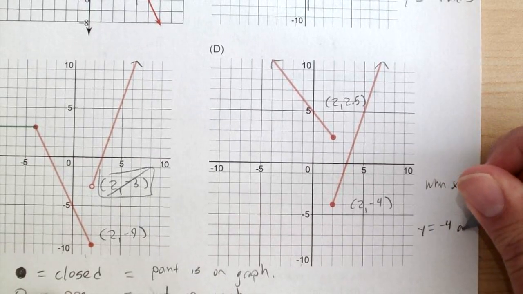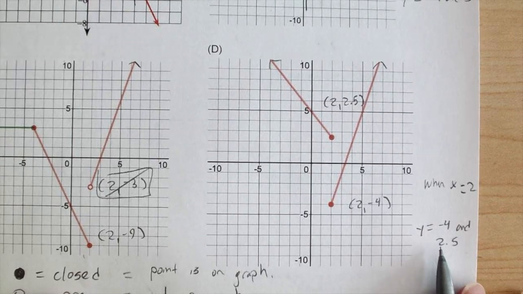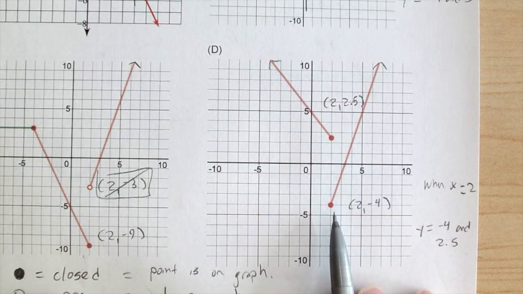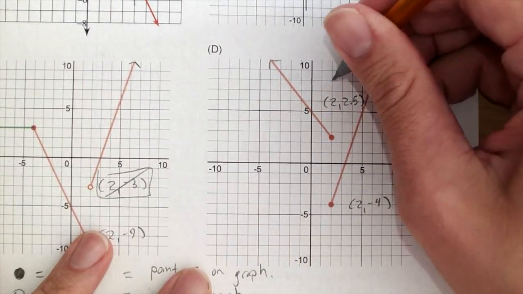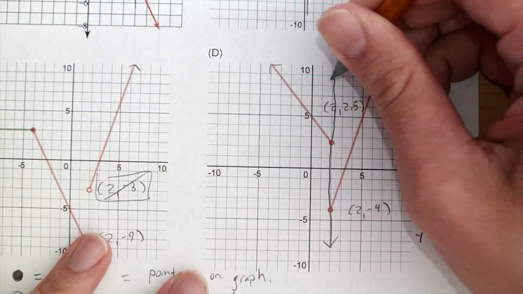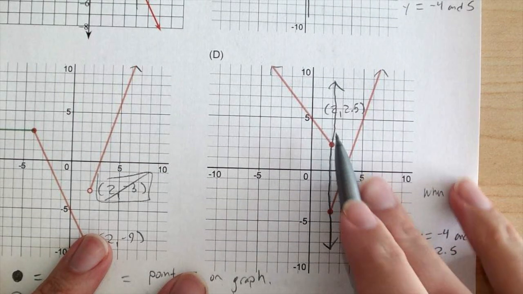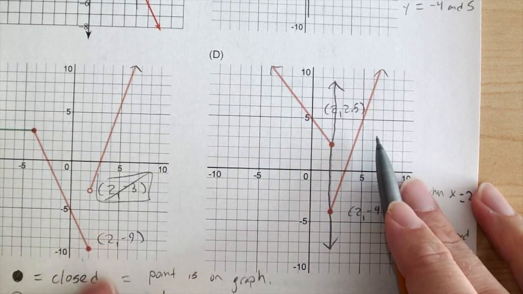We're going to fail because it's both of these things, right? x at 2 is equal to 2.5 and -4. So this is not a function, and now this is a great part. It would fail the vertical line test.